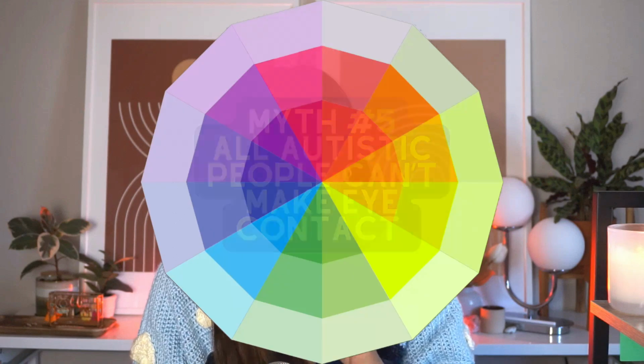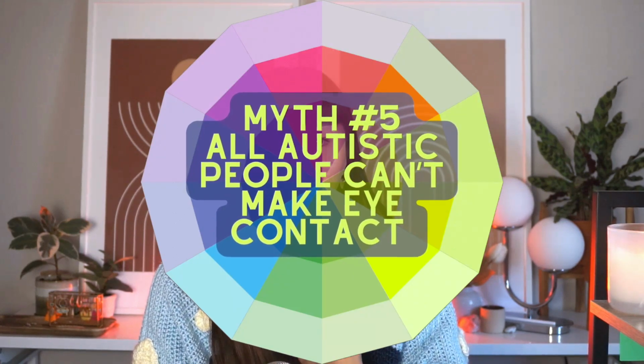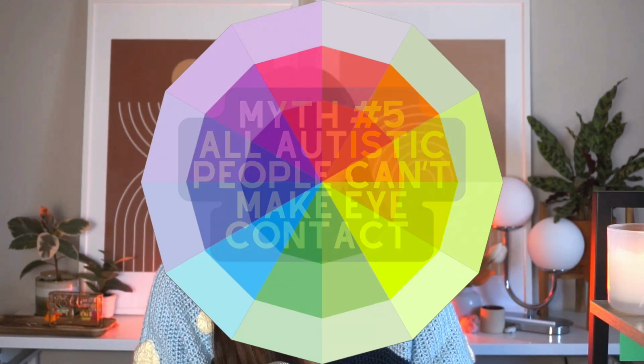I feel like this is also something that is different for everyone, but we like to think that autistic people cannot make eye contact, and that is a telltale sign of autism. That's not true at all. Throughout my life, I have been able to maintain eye contact with people throughout conversation. I don't necessarily feel uncomfortable with eye contact. I don't have a specific aversion or inability to make eye contact with someone.